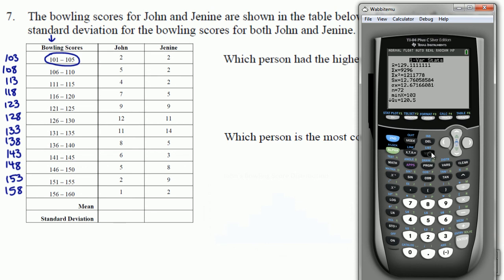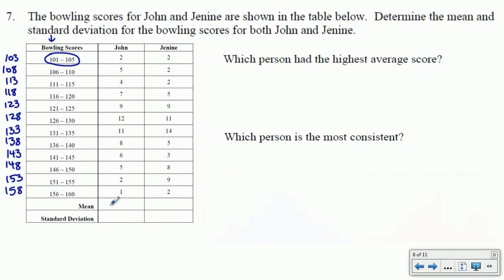And now for Janine, we go stat, calc. L1 is the categories. This time we're going to select L3 because that's where the frequency stuff is for Janine. And the mean score of Janine is 133.5 with a standard deviation of 13.5. So we can record those results in the table.